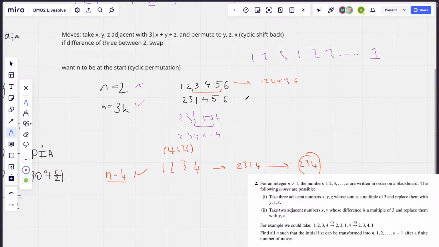So for 1, 2, 3, 4, 5, 6, I'll just write it out again. You can firstly do it on the last numbers twice, right? So you get 1, 2, 3, 6, 4, 5. Mm-hmm. And then swap 3 and 6. So 1, 2, 6, 3, 4, 5. Yeah. And then 6, 1, 2, 3, 4, 5.